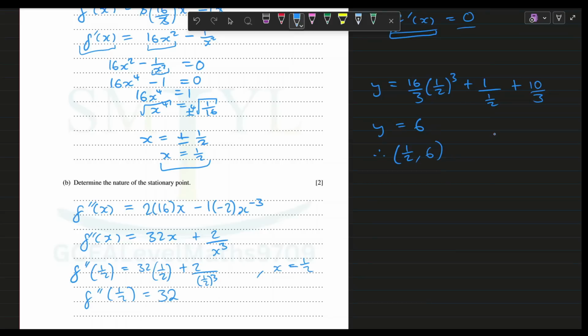So our second derivative here is positive, so that's greater than 0 at our stationary point, so at x equals a half. This means that this is going to be a minimum point, hence it is a minimum point, and that will be our final answer.